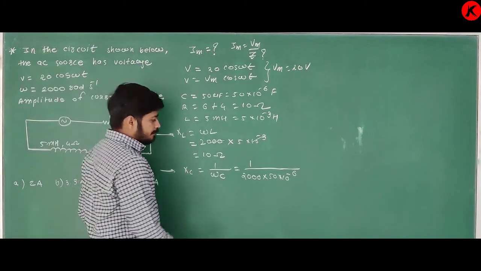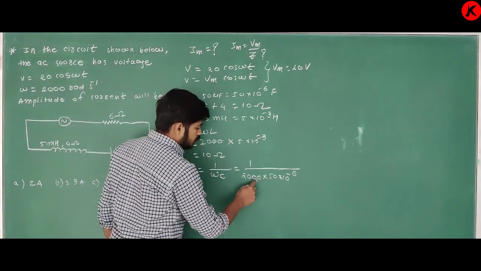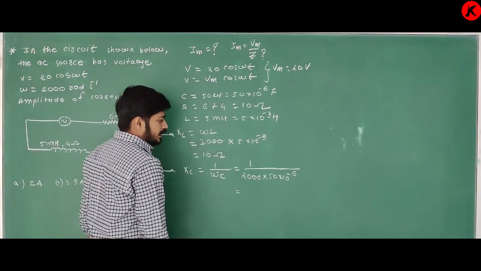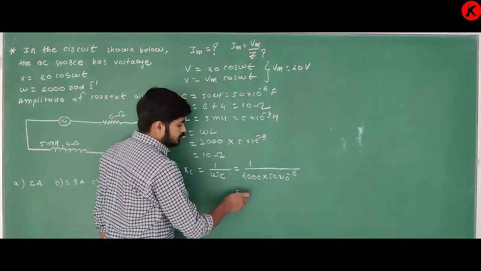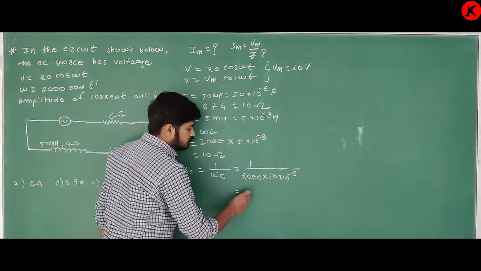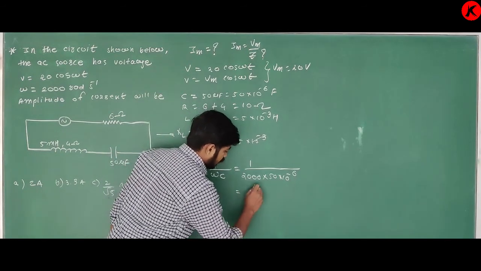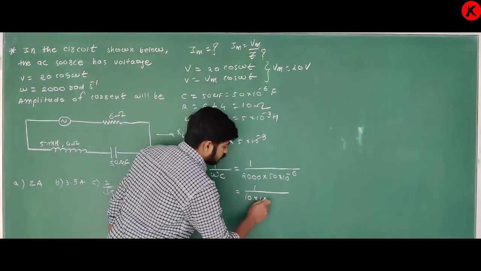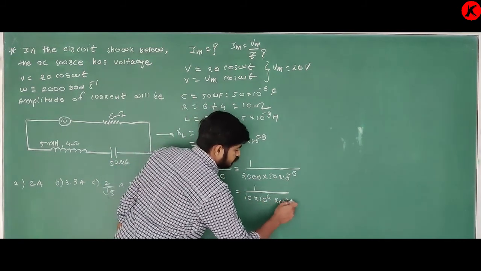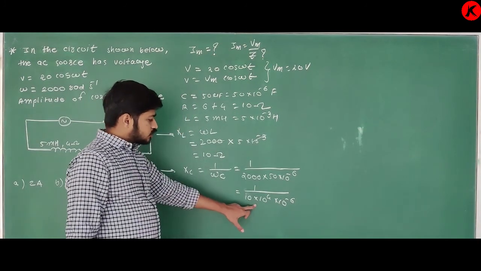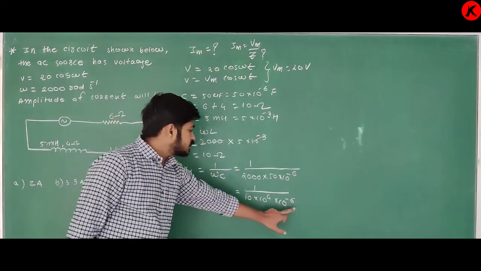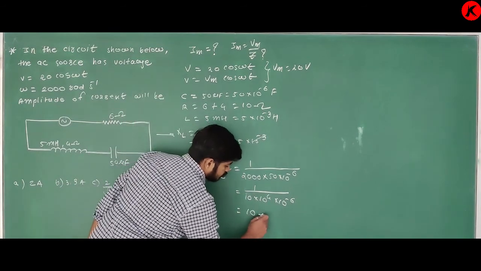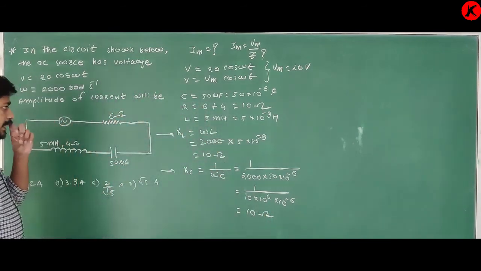So I can write it as 1 divided by 50 into 2000. 5 into 2 is 10, then 10 into 1, 2, 3 and here 4. So it is 10 raised to 4 into 10 raised to minus 6, so it is 10 raised to minus 2. Then 10 raised to minus 1 if I write in numerator. So it is only 10 ohm.